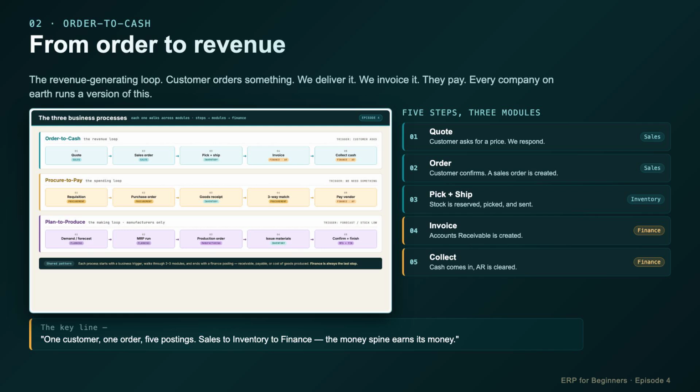Five steps. A quotation. We respond to a price request. A sales order. The customer confirms. Pick and ship. Inventory reserves the stock and sends it.